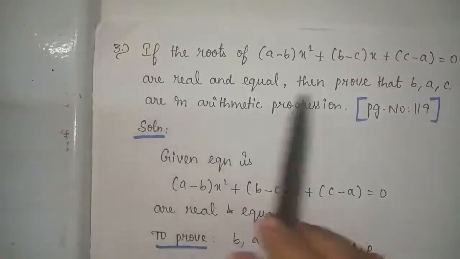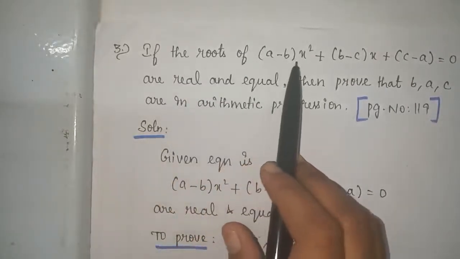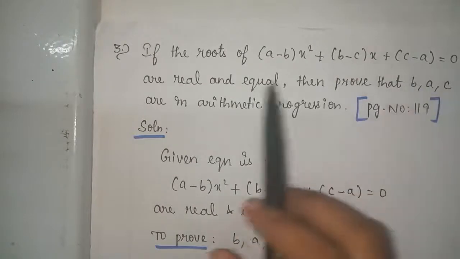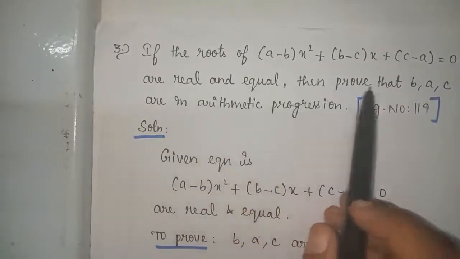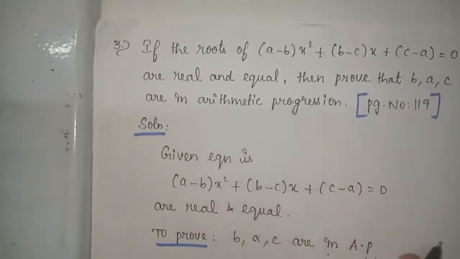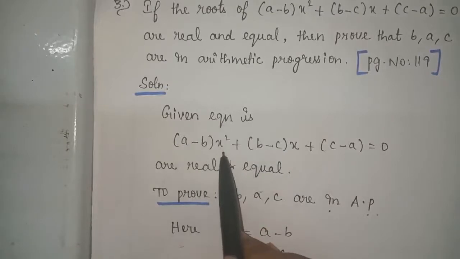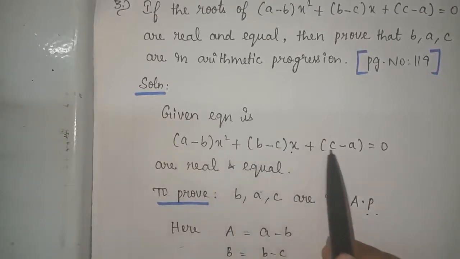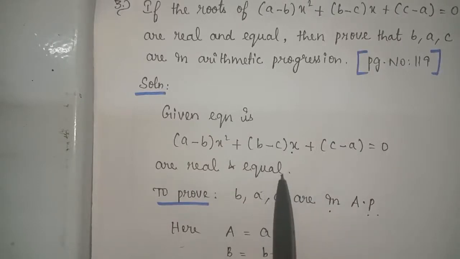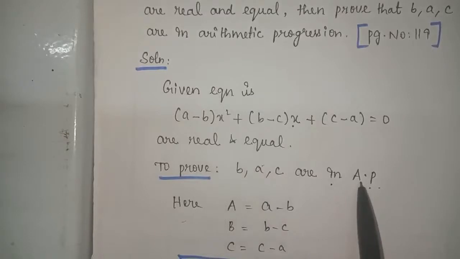Problem number 3, which is on page number 119. If the roots of a minus b into x square plus b minus c into x plus c minus a is equal to 0 are real and equal, then prove that b, a, c are in arithmetic progression. So, solution: the given equation is a minus b into x square plus b minus c into x plus c minus a is equal to 0, with real and equal roots given in the question. Then you have to prove that b, a, c are in arithmetic progression.